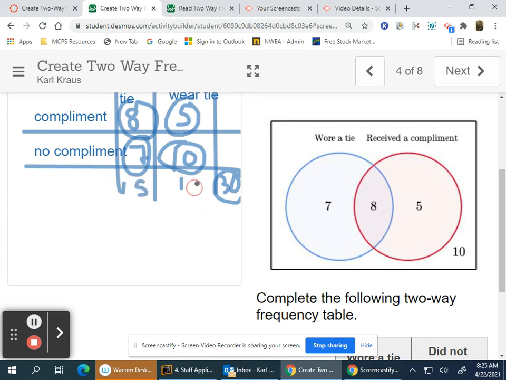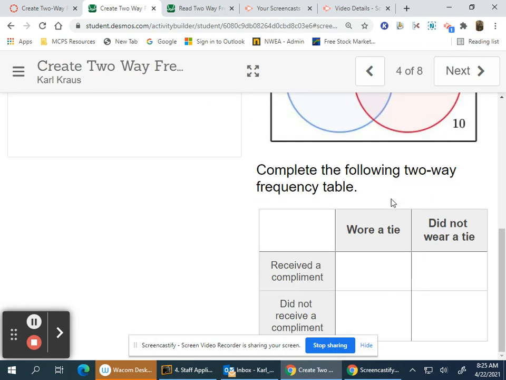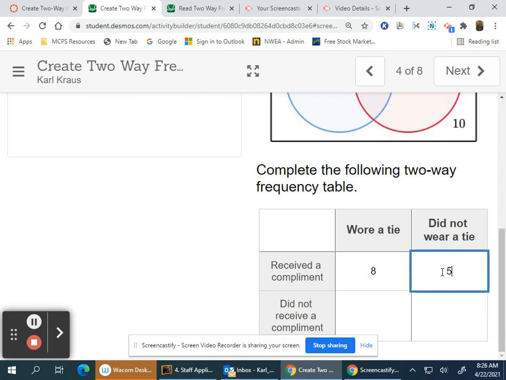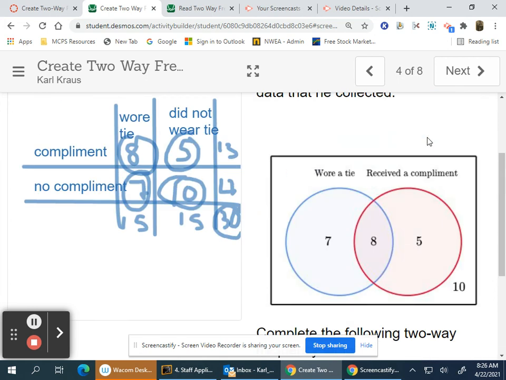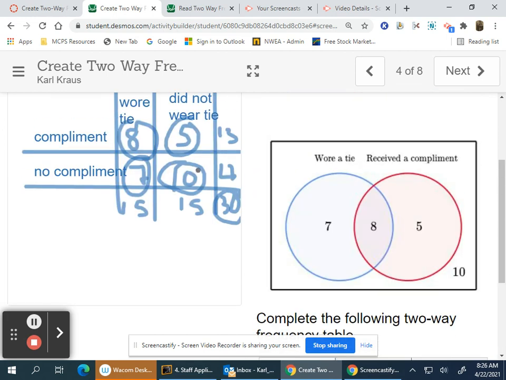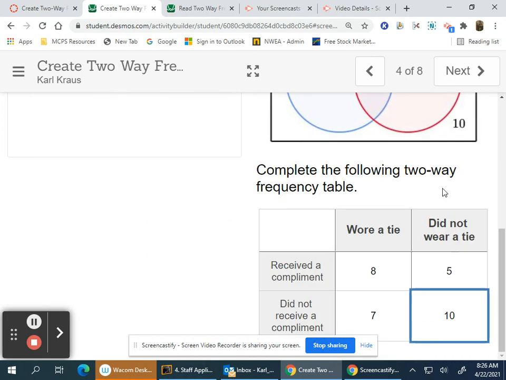Just to finish this up, see if the total's up right. It does, so 8, 5, 7, and 10. So this one you might have been able to do without making a table, because you just pick off the numbers. Right? But it's a good idea to make sure everything totals up right.